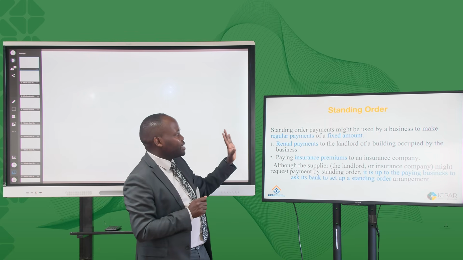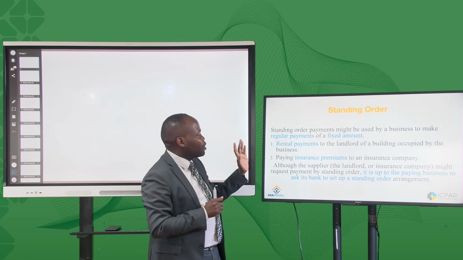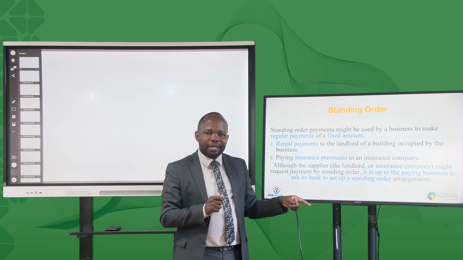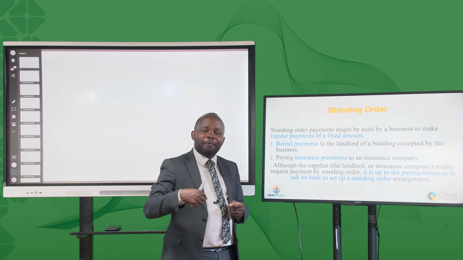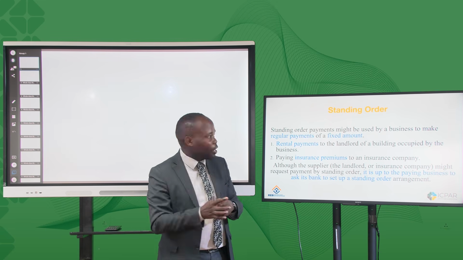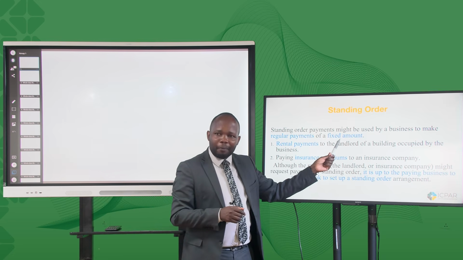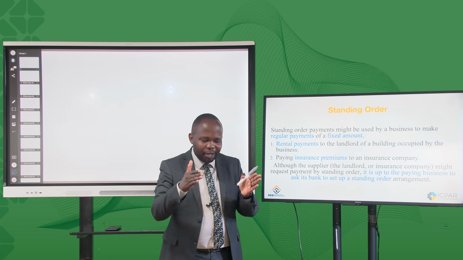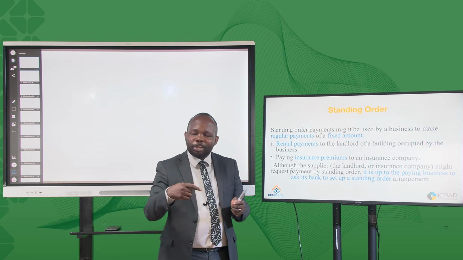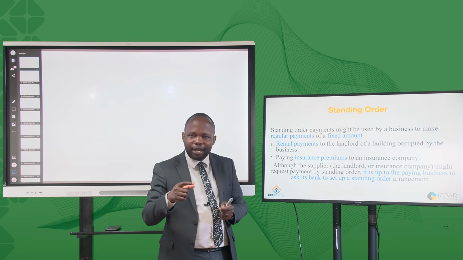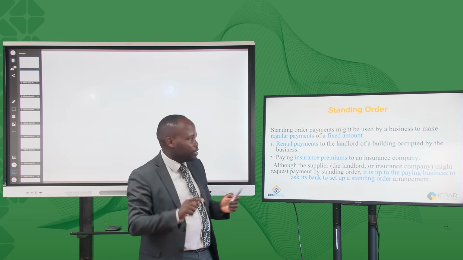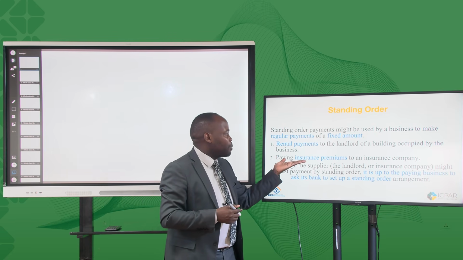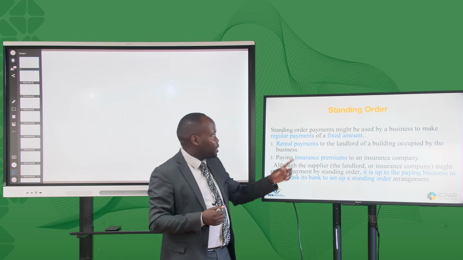The first one is a standing order. Standing orders are for regular payments. Maybe you want to make payments over a period of 12 months, regular, and for a fixed amount. Maybe you are paying 1 million every month regularly for 12 months or for 2 years, and it is 1 million. It is a fixed amount. It can be used for rental payments and payments of insurance.